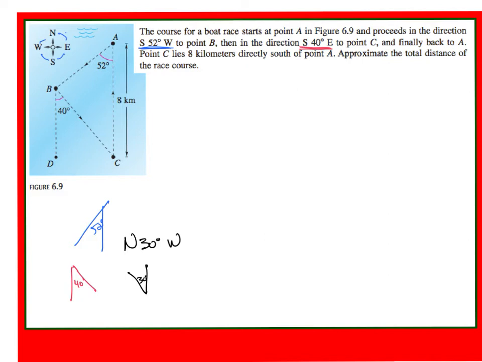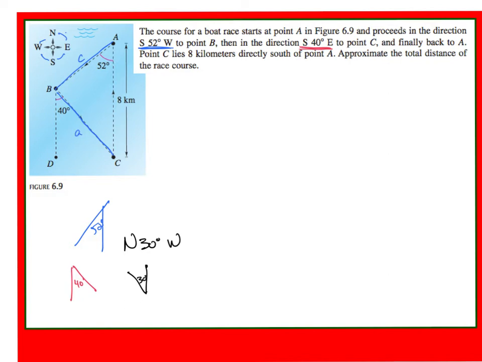Does that make sense how we did that? So it's northwest, but it'd be north 30 degrees west, all right? Race course. I need to find the total distance of the race course. So I need to solve for this side C. I also need to solve for this side, and what would we call that one? We'd probably call it A.